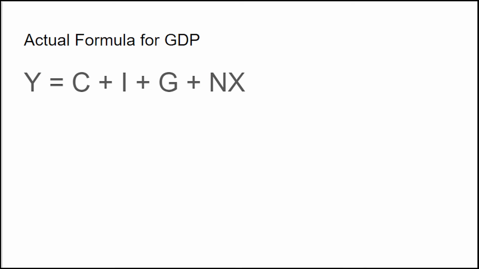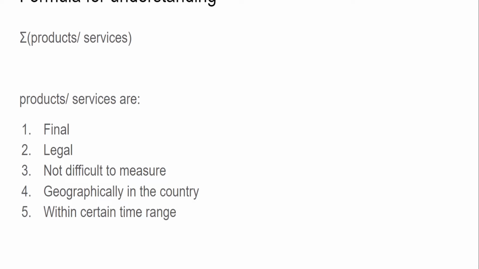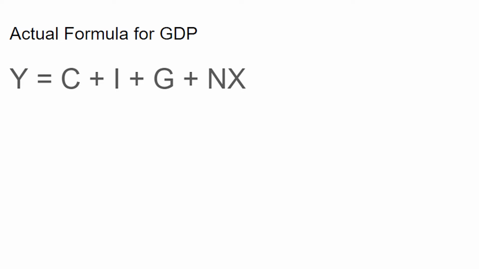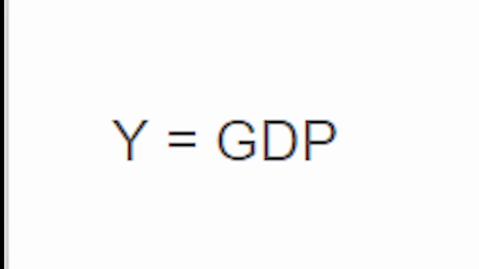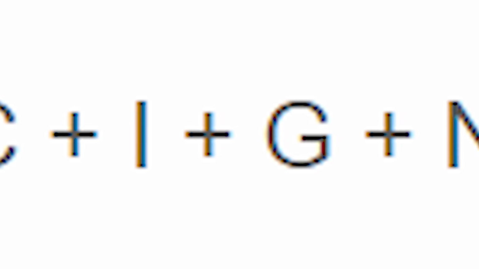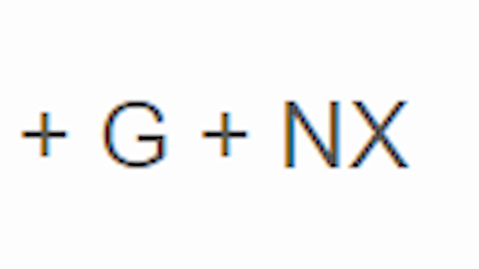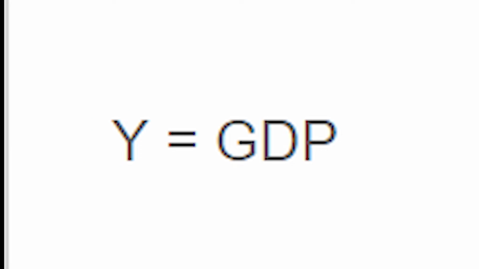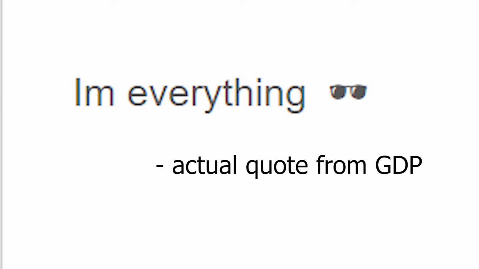Now, this is the actual formula for GDP. Remember I said just now it's basically the sum of products and/or services. Here's the actual formula. GDP equals consumption plus investment plus government purchases plus net exports.